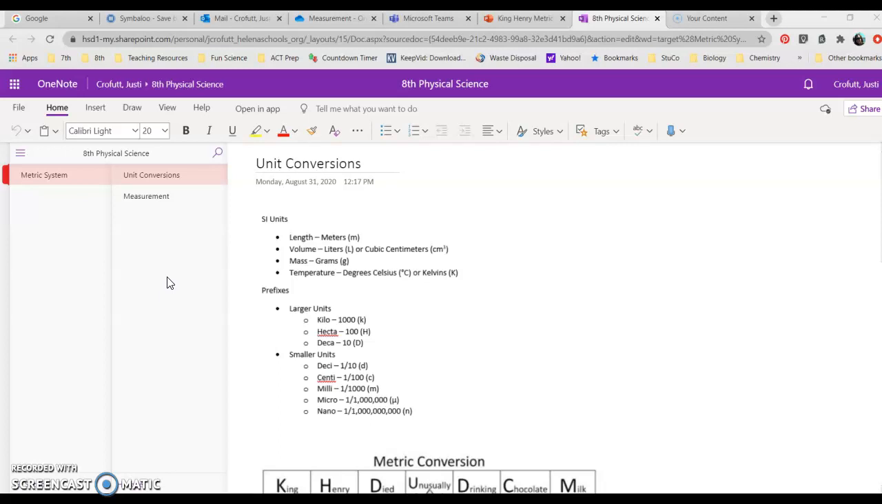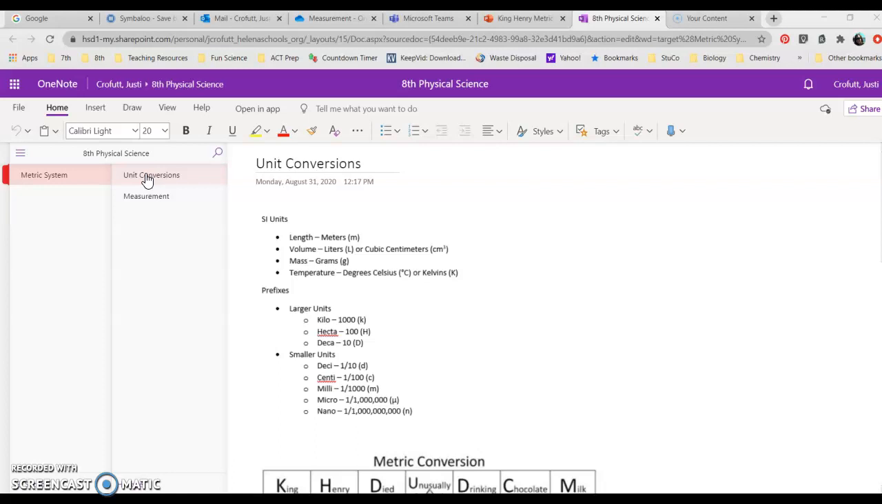So if you were on Teams today, and you should have been, you will notice that part of your assignment today was to copy and paste these three things. The first one is called SI units. You need to copy and paste that into your 8th grade notebook that we made the other day. Unit is metric system, and since today we're talking about unit conversions, you would paste it on the unit conversion page.